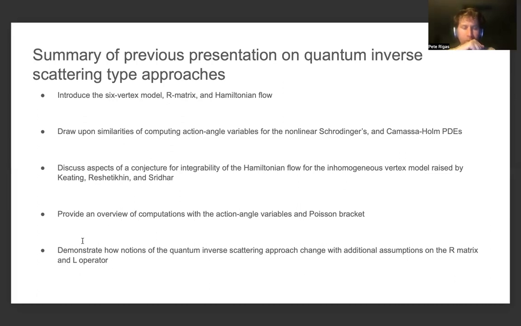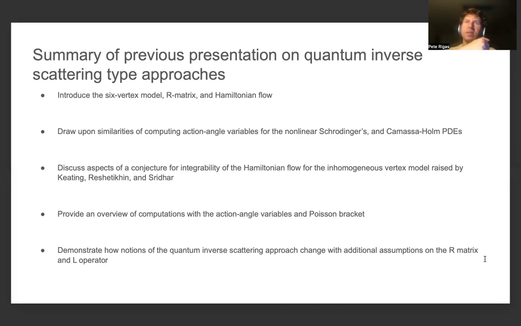And in the last bullet point, as we say here, we'll demonstrate how notions of the quantum inverse scattering approach change with additional assumptions on the R matrix and the L operator. And these additional assumptions come from representation theory and certain algebraic constructions, because we're looking at the universal R matrix instead of the two-dimensional R matrix, and it won't exactly satisfy the Yang-Baxter equation, the universal R matrix.